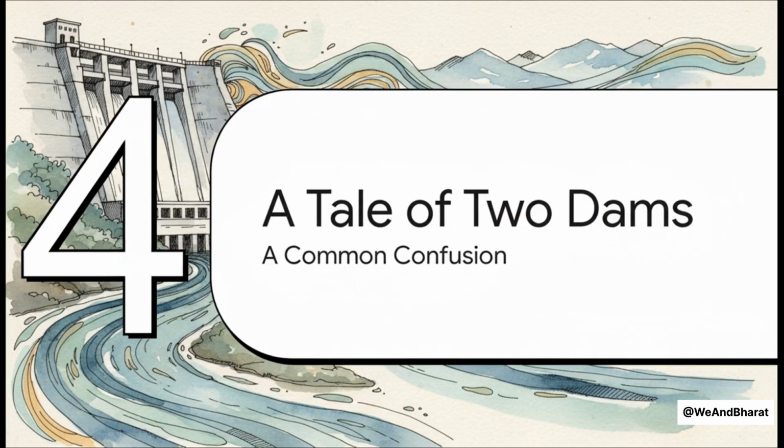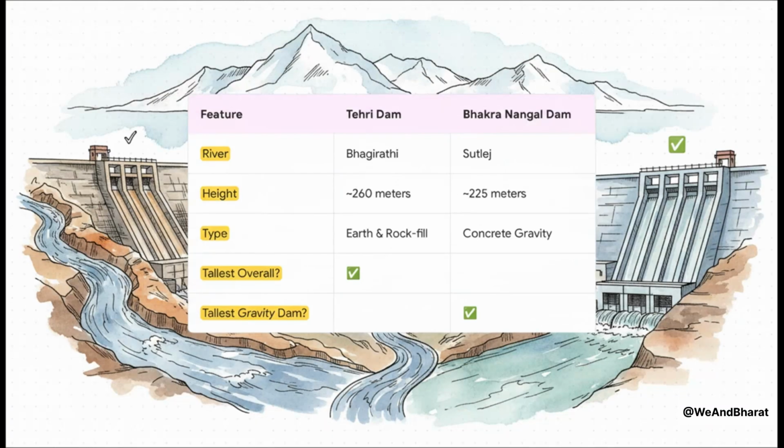Now, speaking of the Bhagirathi, its immense power is harnessed by one of India's most famous dams, the Tehri Dam. And this often leads to a bit of a quiz night stumper when people compare it to another famous dam, the Bakra Nangal. So let's just clear that up really quickly. So here's the deal. The Tehri Dam is without a doubt taller overall. It's about 260 meters high, but it's what's called an earth and rock-filled dam.